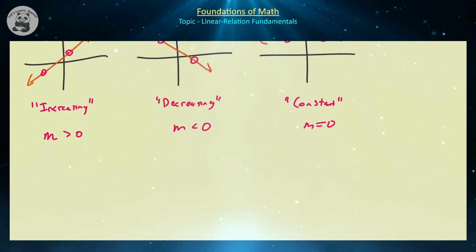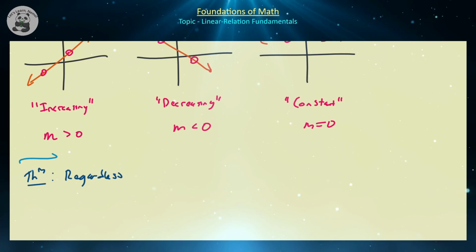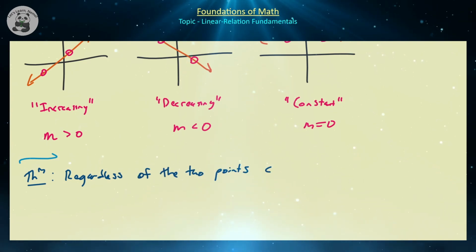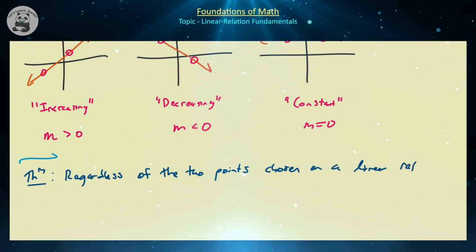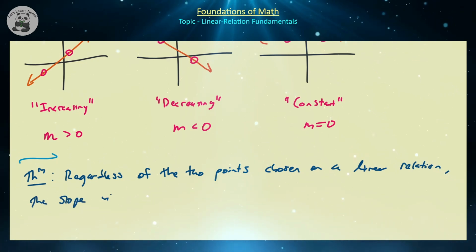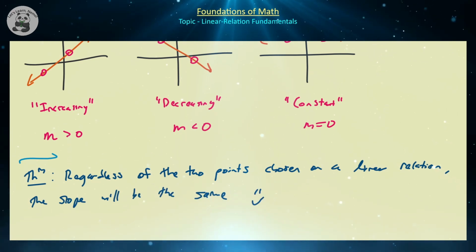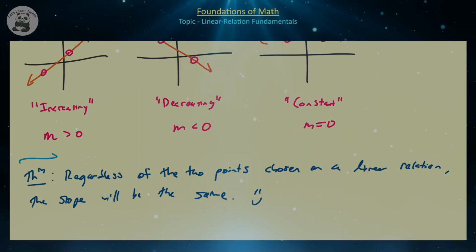And I actually want to mention the point that I just made a moment ago. It says this: regardless of the 2 points chosen on a linear relation, the slope will be the same, which some people will take as the definition of a line. But that's how you can calculate the distance, midpoint, and slope given any 2 points.